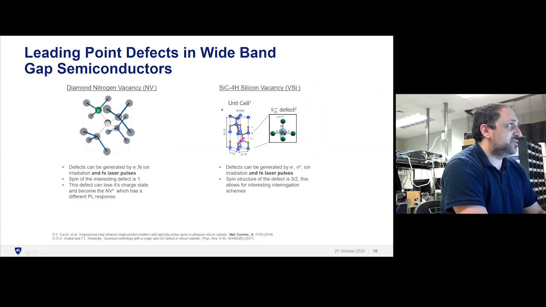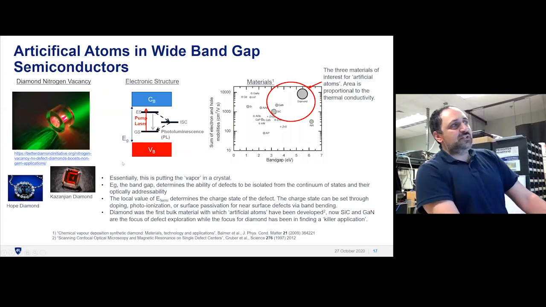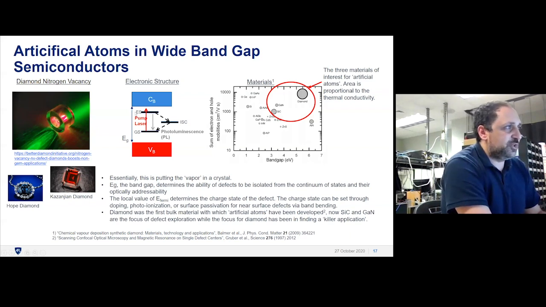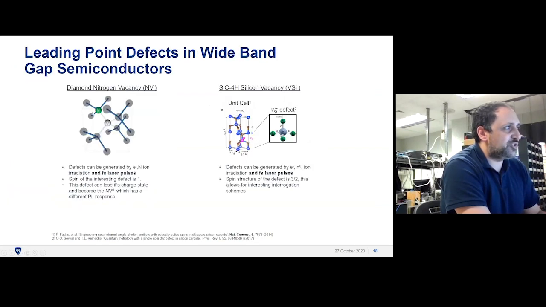So these are the two leading candidates. So what's an artificial atom? In this context, it's a point defect in a crystal that has energy levels. And here's a great example: you shine green light and it fluoresces red light. This is a piece of diamond that has lots of nitrogen vacancies. So what you see going on here is like a unit cell in diamond. You knocked out one of the carbons, that's the vacancy. And then in these little gaps between the carbons, you put a nitrogen.